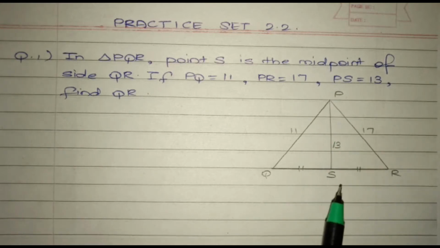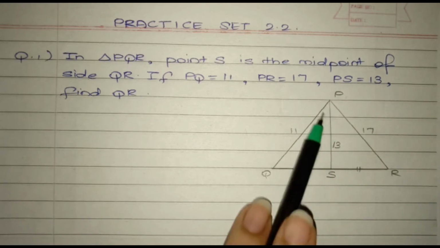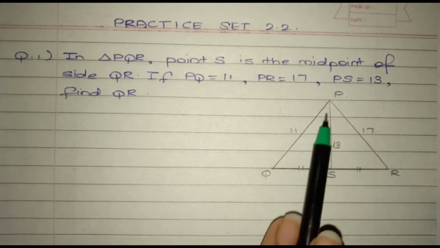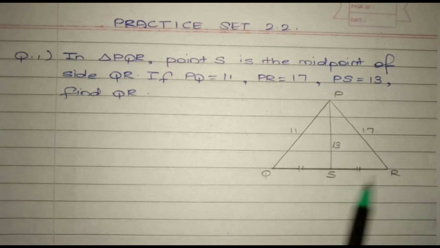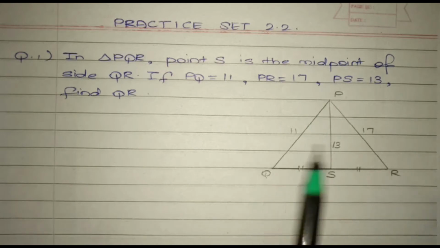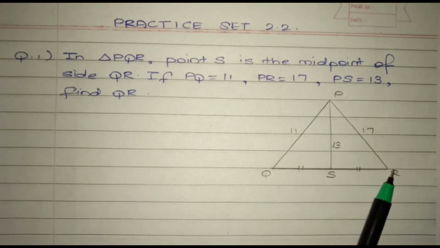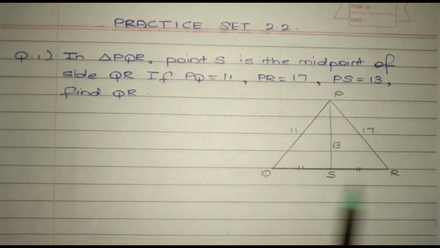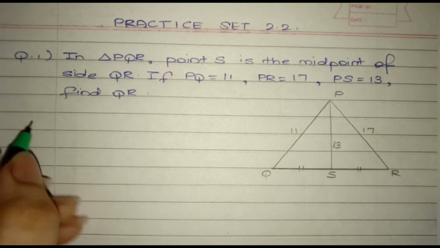So here we are going to use Apollonius theorem. Apollonius theorem states that if PS is the median of triangle PQR and if PS is not perpendicular to QR, then PQ square plus PR square is equal to 2PS square plus 2QS square. Now with the help of Apollonius theorem, we can find out the length of QR square. So let us start with the solution.